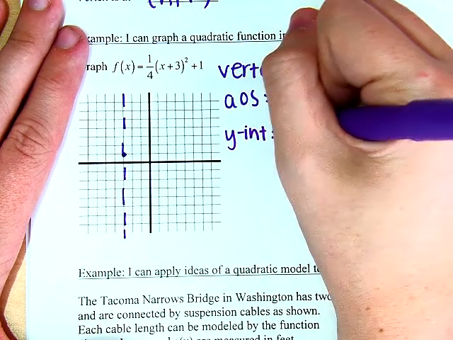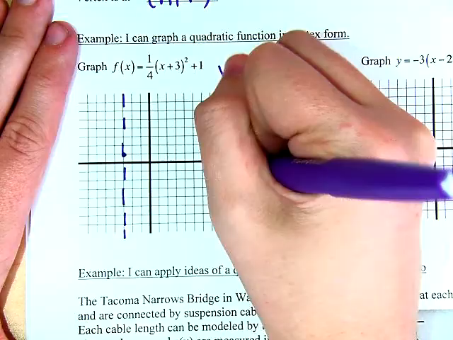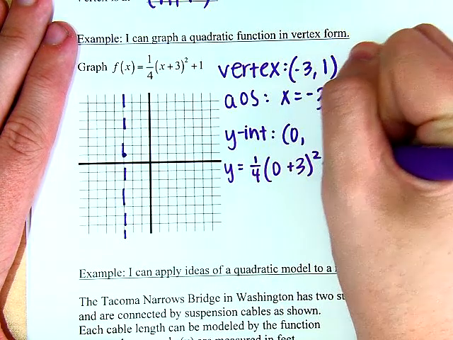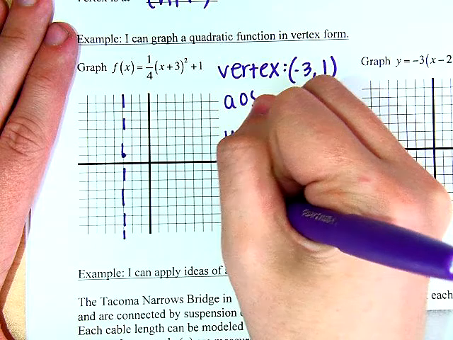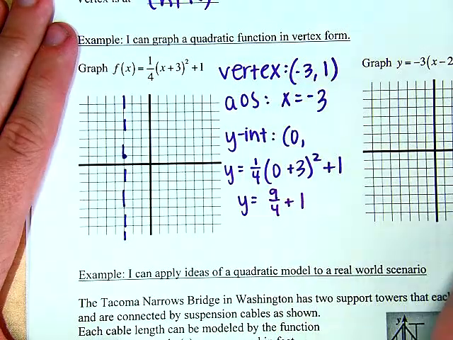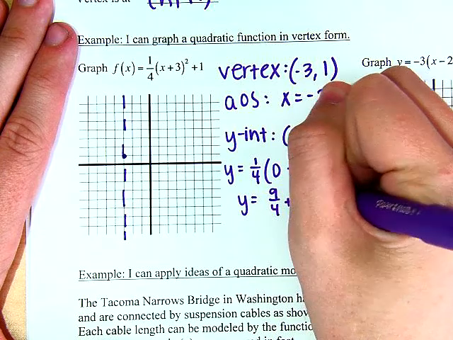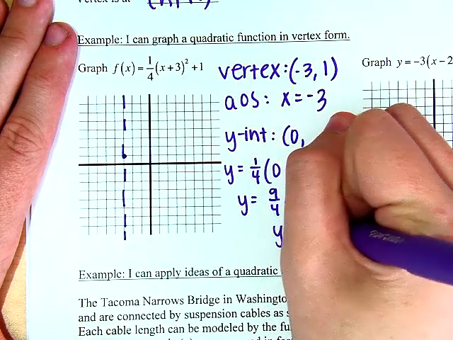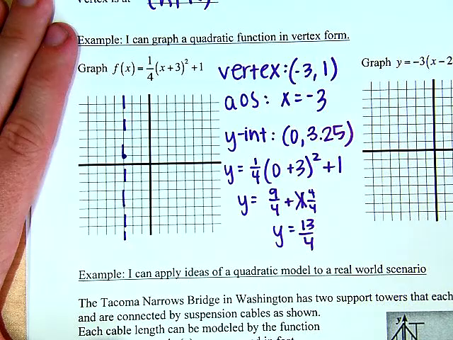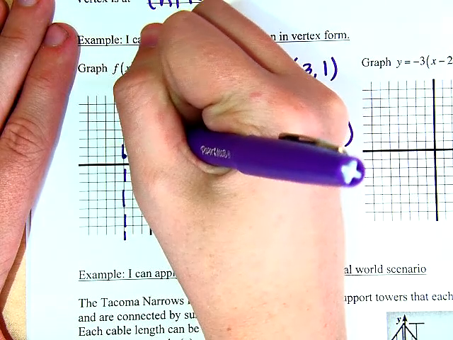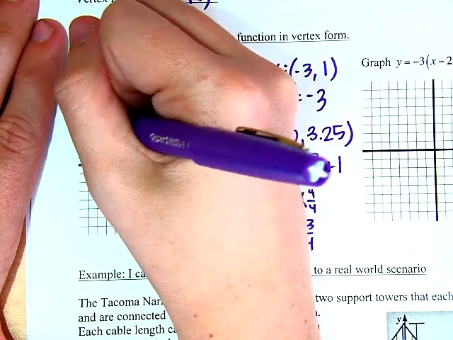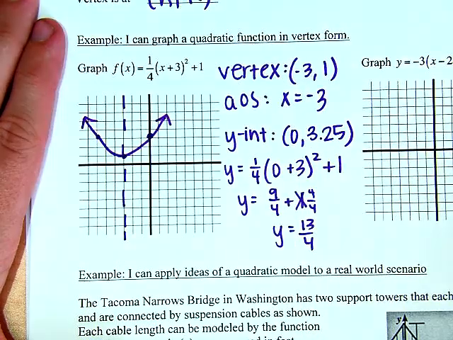That's when I plug in 0 for x. So I get y equals 1/4 times (0 plus 3) squared plus 1. So 3 squared gives me 9. So I got 9/4 plus 1, which is really like 4/4. So I get y equals 13/4, which is 3.25. So if I graph 0 and then 1, 2, 3 a little bit above, I can symmetrate, I don't know if that's a word, I made it up, that over here to get my parabola.